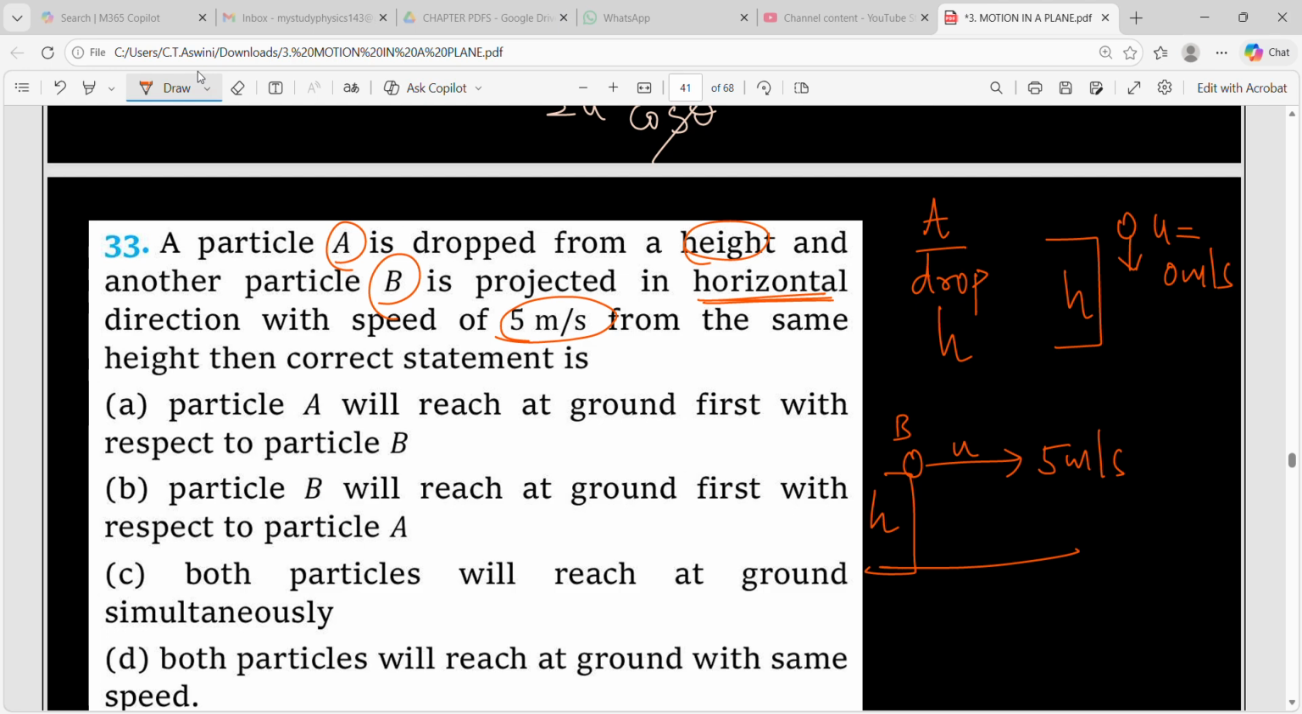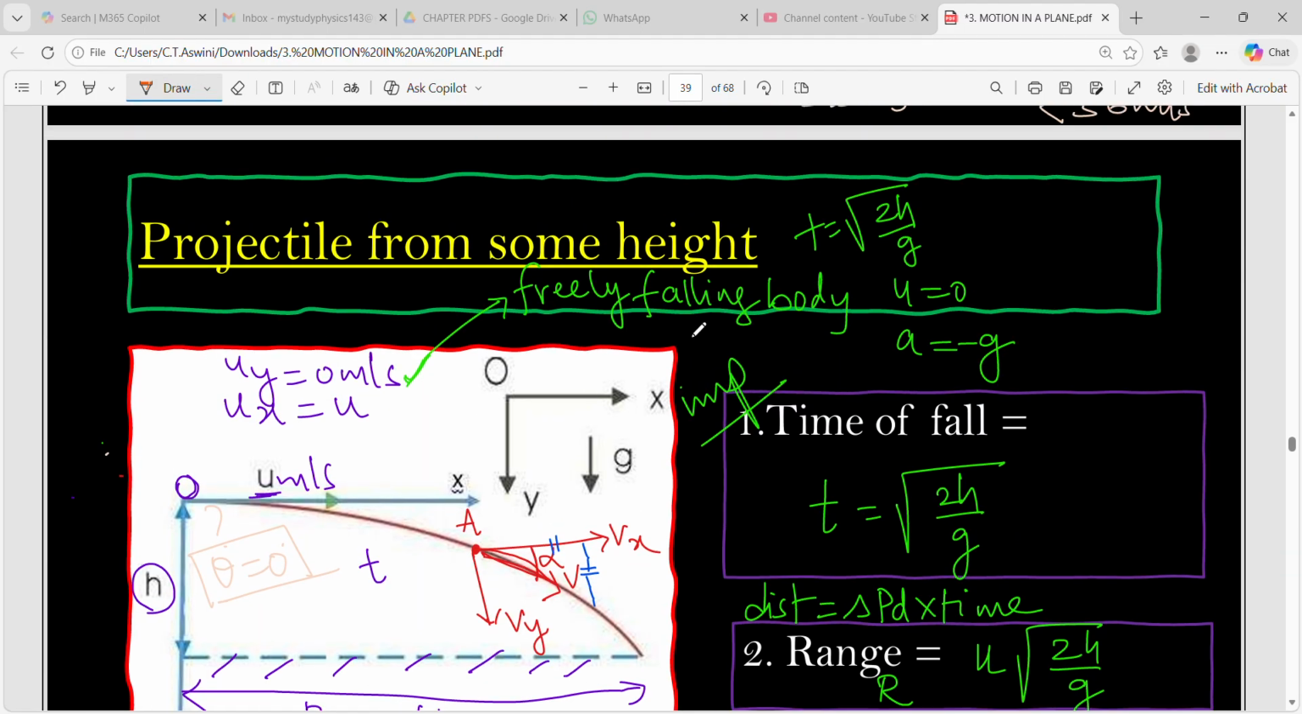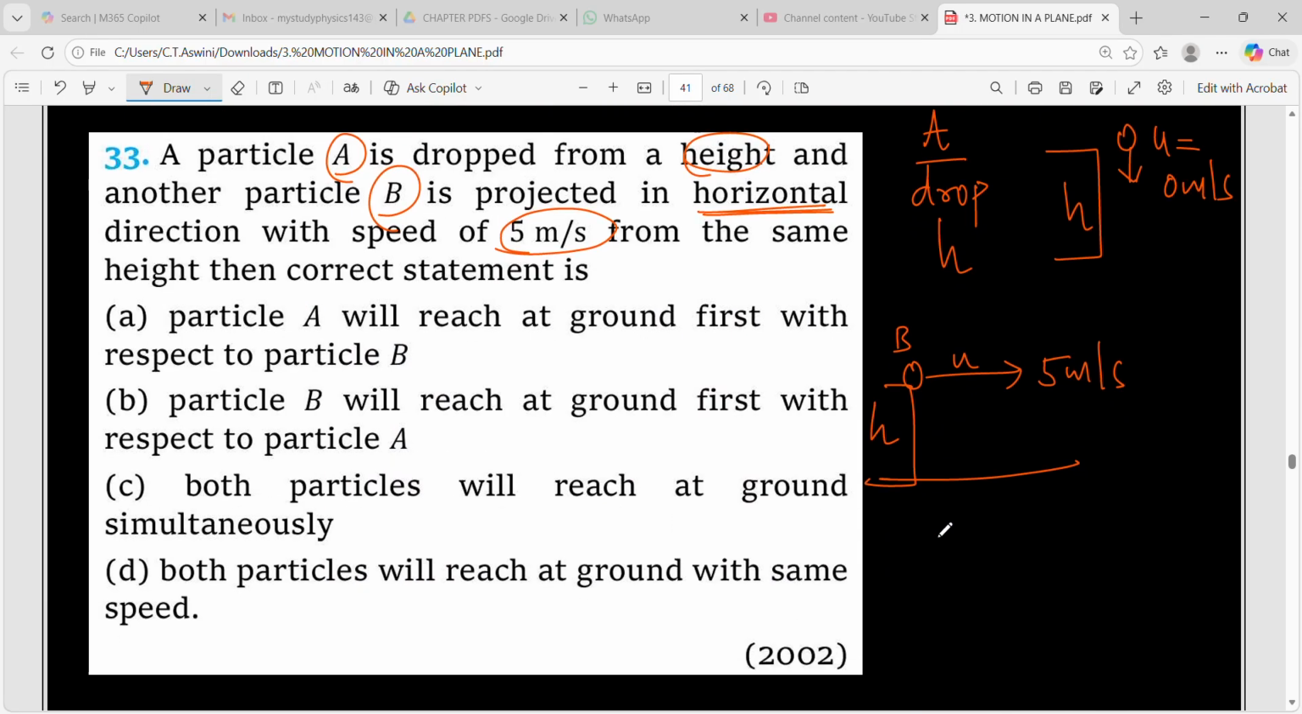So if you see the options, they are asking which particle will reach first. Whether it's particle A or particle B or both. That means they are asking the time of two particles. You have to compare the time of two particles, like which is reaching first, second, in the sense they are comparing the time taken. Now, as I told you, we consider projectile from some height as a freely falling body, and time of fall is same in both the cases, right? So what will be the time here?